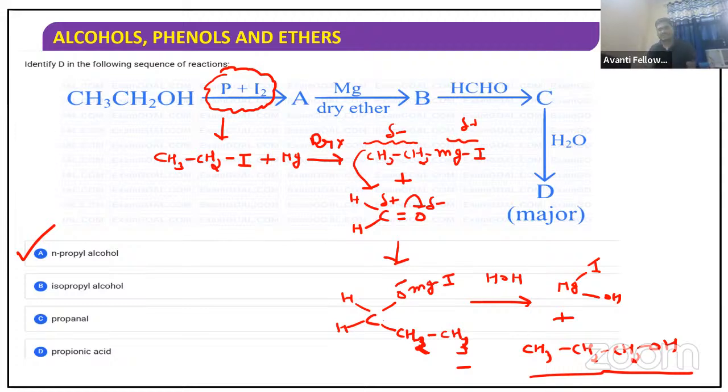Because whenever we have a method to prepare alcohol from the carbonyl compounds, remember this thing: when the formaldehyde is treated with Grignard reagent, then primary alcohol formation takes place. When aldehyde is treated with the Grignard reagent, secondary alcohol formation takes place. And when the ketone is treated with the Grignard reagent, then tertiary alcohol formation will take place. So this is the sequence which we need to remember. Got it, everyone?